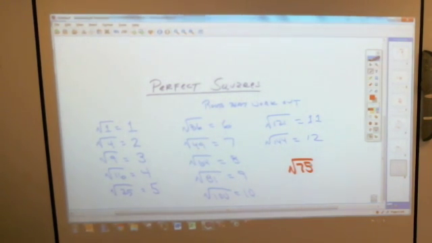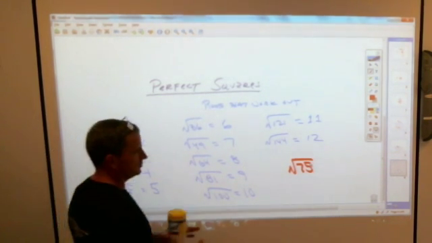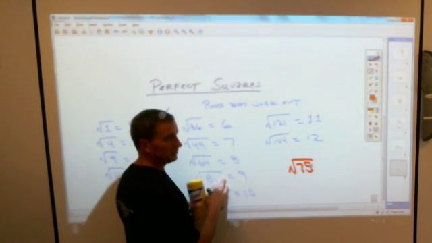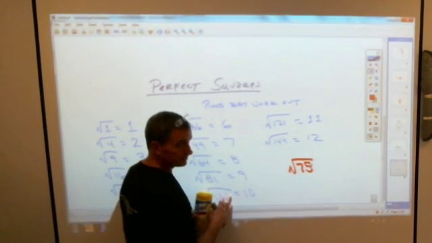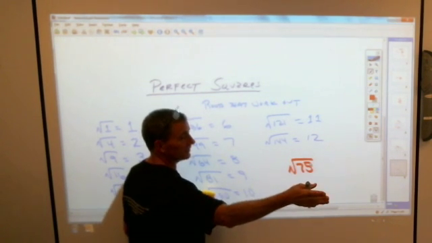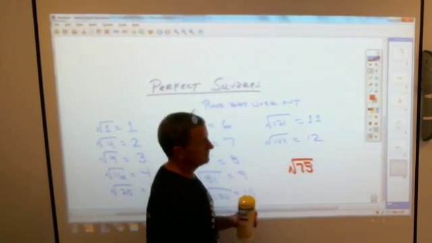Somebody, venture a guess. The square root of 75. Grace? 8 point something is a good guess. Absolutely. This, children, if it's not a perfect square, it falls under the category of what numbers? We've talked about this before. What types of numbers are they called? So say it loud. Irrational.